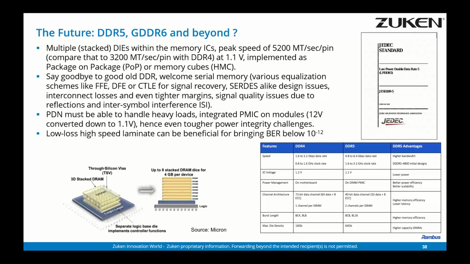If you have a memory DIMM for DDR5, you have a special power management IC on the DIMM, which is converting the voltage for the memory devices. So we have tougher power integrity challenges on the board. And we have bit error rates being a new challenge, which you probably have not been involved with so far.